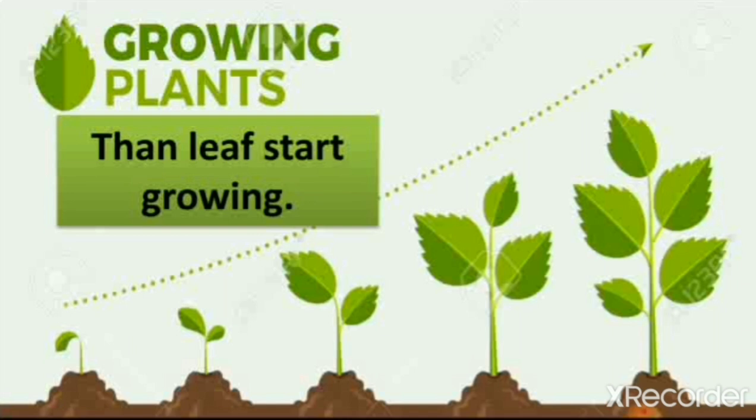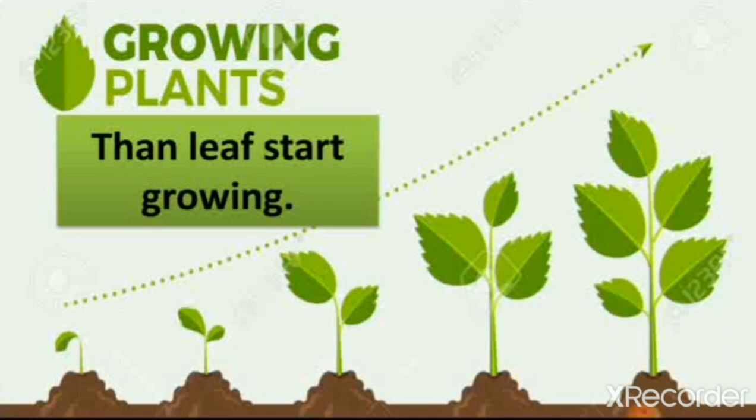So here you can see 5 pictures of a plant. It's not 5 plants, it is one plant which grows like that. You can see here in the first picture of the plant there is only one leaf. In the second picture of the plant there are 2 leaves.